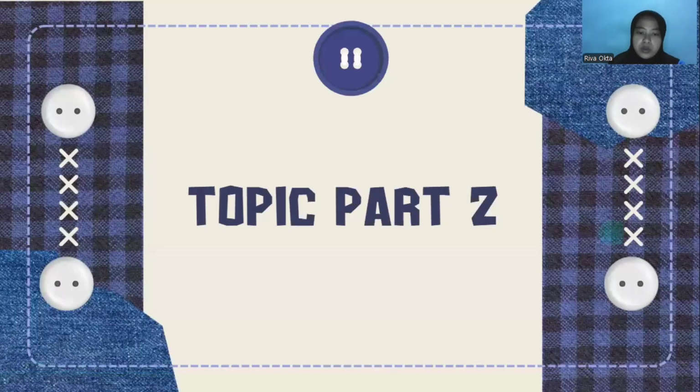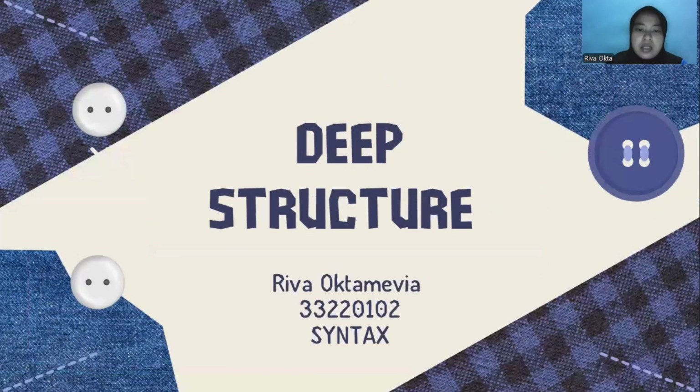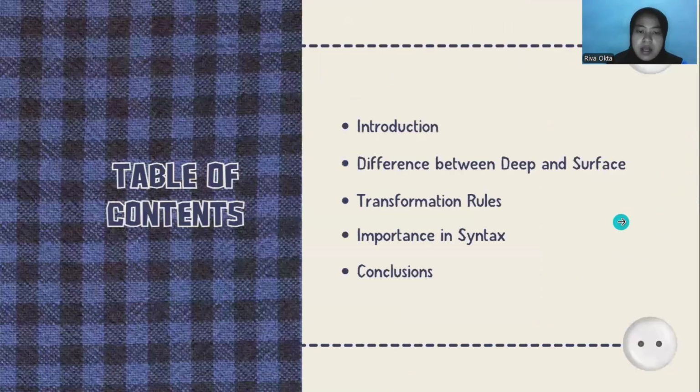Topic part 2. The topic of part 2 is the title, deep structure. This is the table of contents from this part: introduction, difference between deep and surface structure, transformation rules, importance in syntax, and lastly, conclusion.